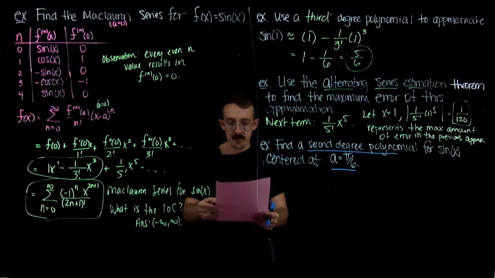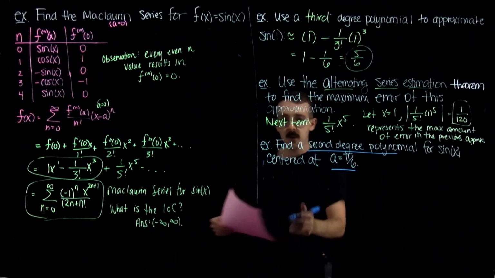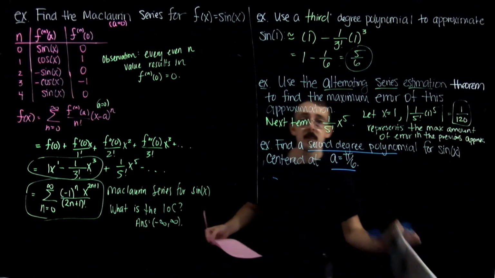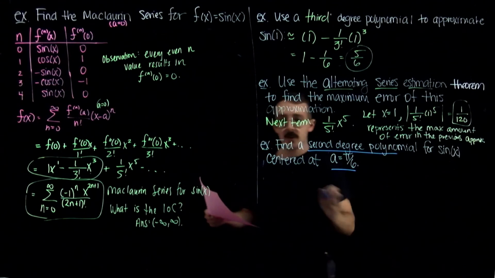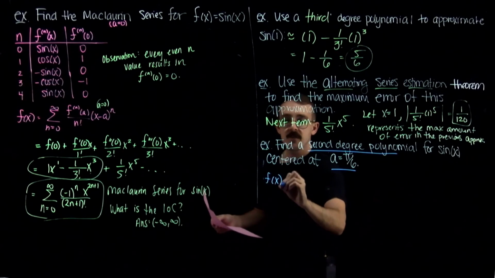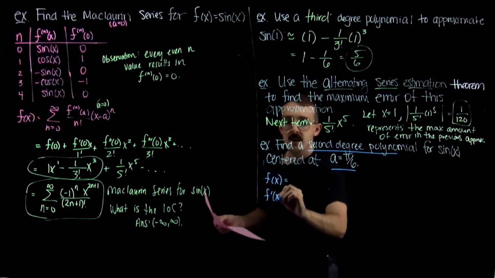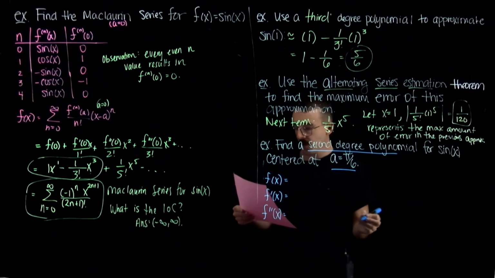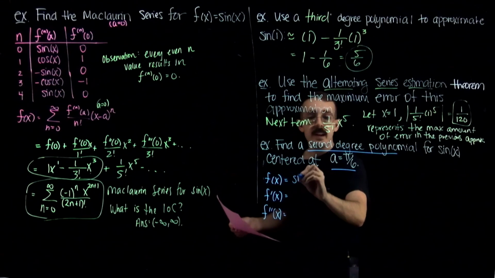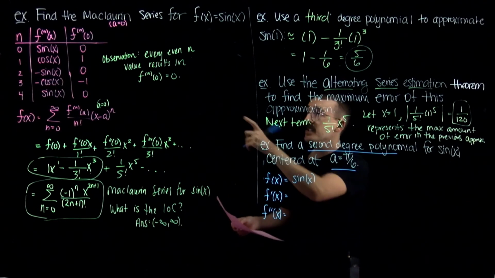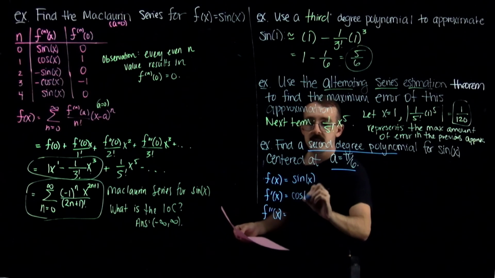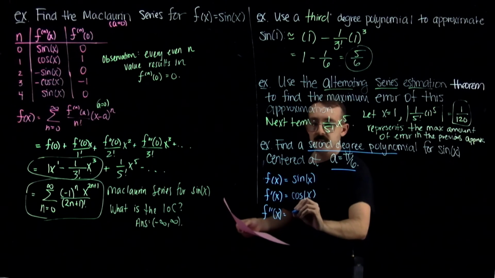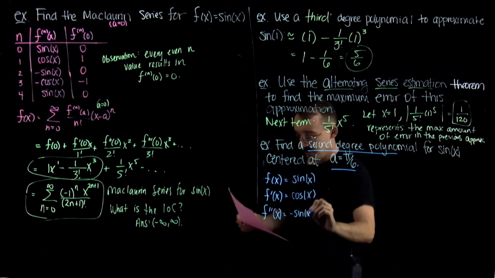So here's what I'm going to do. First, I'm going to start listing out my 0th derivative, my first derivative, and my second derivative. I'm going to just be very organized with this. So we start with sine x. Our first derivative, I can just copy that column over there. Honestly, it's cosine of x. The second derivative is going to be minus sine of x.